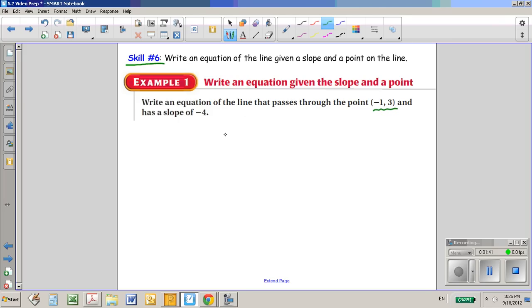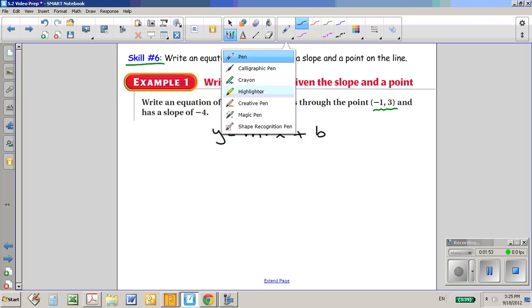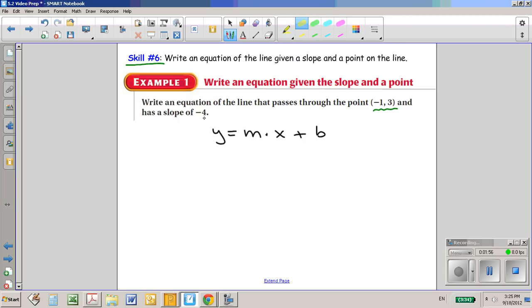Well, we start with the slope-intercept form. So I always write down the form itself first. It helps me keep organized. And then what I'm going to do is look for the information that's given to me, and substitute the values that are given in my equation. So I know that my slope is -4, so that means that m is -4. And I'm going to substitute that in my equation. So this becomes -4, and I don't really know anything else just yet.